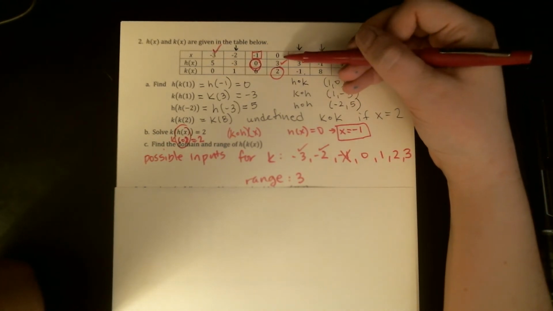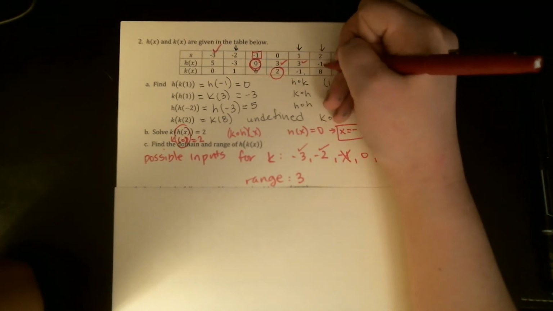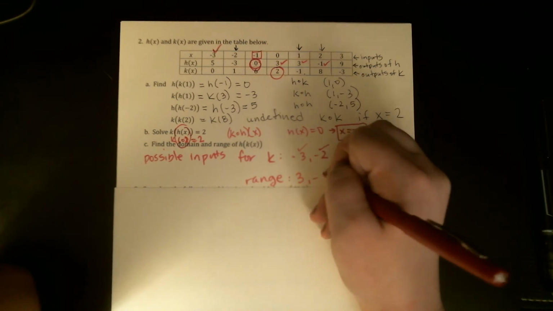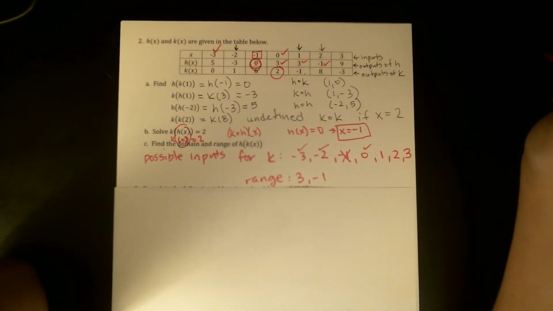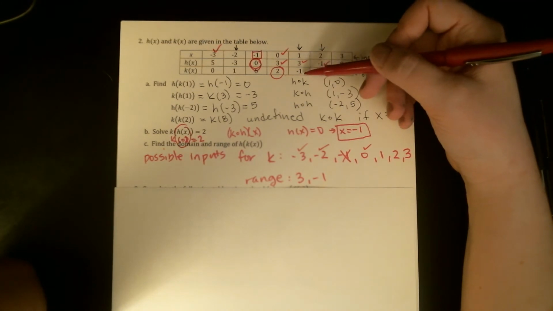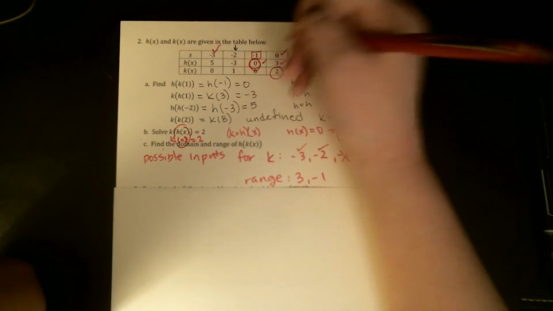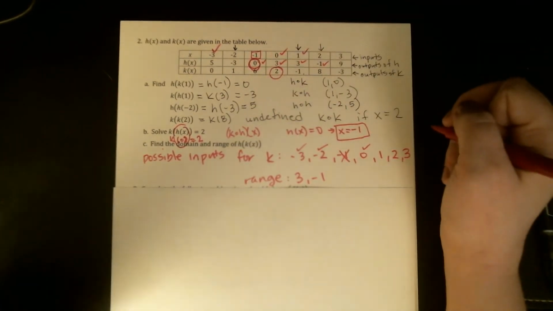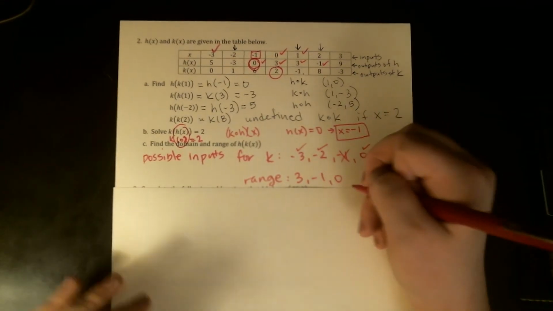0 plugged into k gives me 2. 2 plugged into h gives me -1. So I'm going to add -1 to my range, and I'm going to say, okay, 0 was good for the composition. -1 is a good output for the composition. 1, if I plug it first into k, I get -1. If I then plug -1 into h, I get 0. So 1 is a good input, and 0 is a good output.